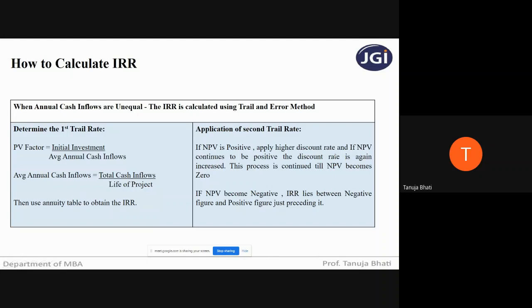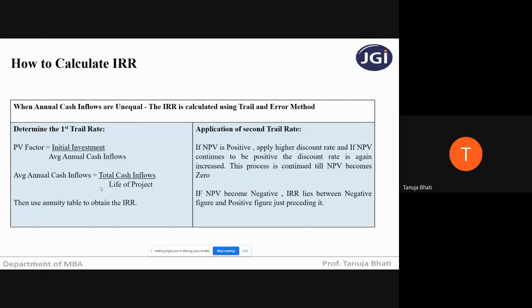At 11% you will solve it and see. Again, if you're getting NPV as positive, then at 12% you will try and see, then 15%. So apply a higher discount rate if NPV continues to be positive. The discount rate is again increased. It is a trial and error method, students. You have to keep solving it multiple times to make sure that you get NPV as 0.